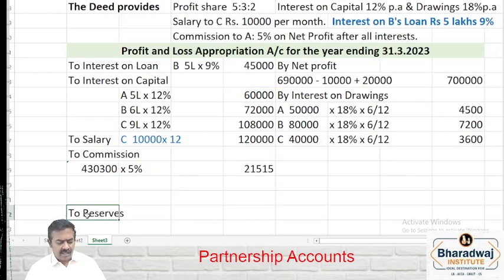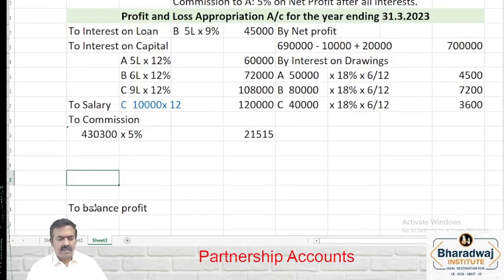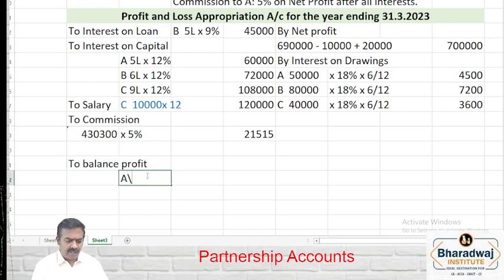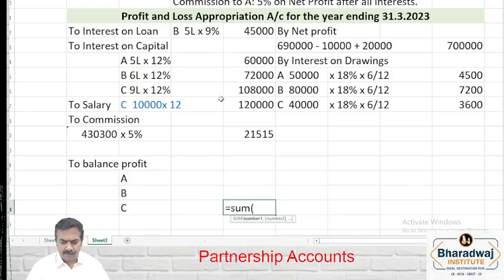Then, is any transfer to reserve given in the question? No. The balance of profit will be shared by the partners. Who are the partners? A, B, C. Tally this and you'll get the balance of profit.